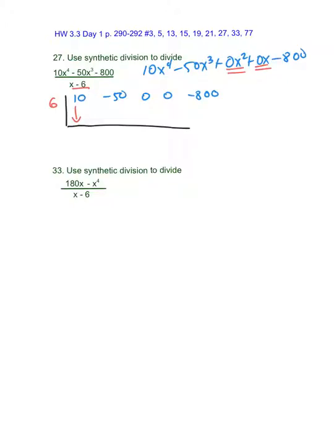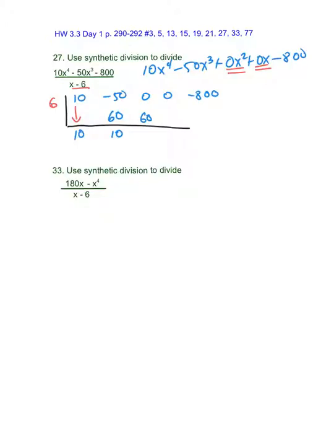I'm going to bring down the first term, which is 10. Then I'm going to multiply 6 times 10, which is 60. I'm going to write that in the next column. And then you add the numbers. So negative 50 plus 60 is 10. Then once again, you multiply. 6 times 10 is 60. Write that in the next column in the second row. And then you add the column.